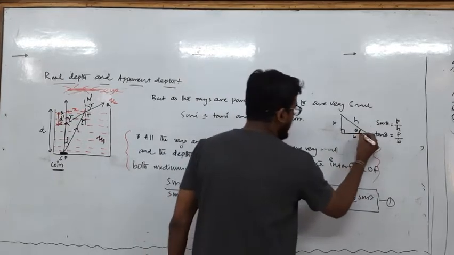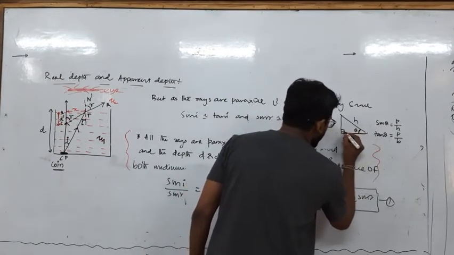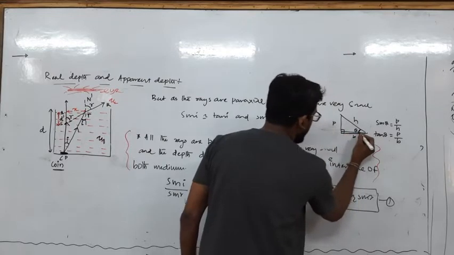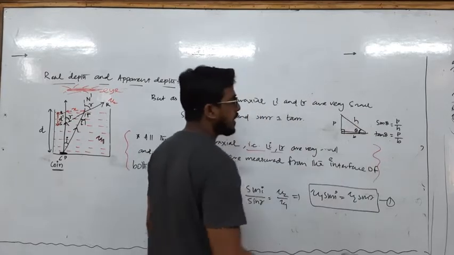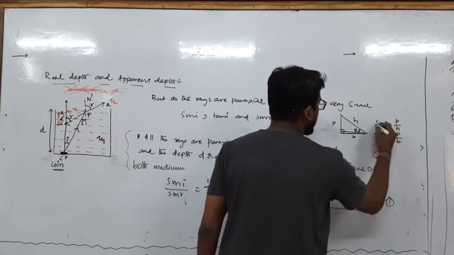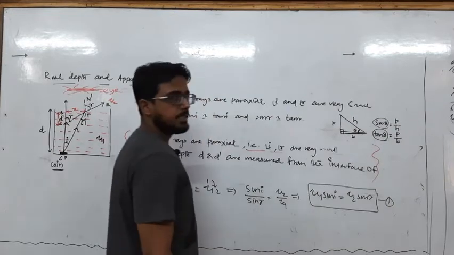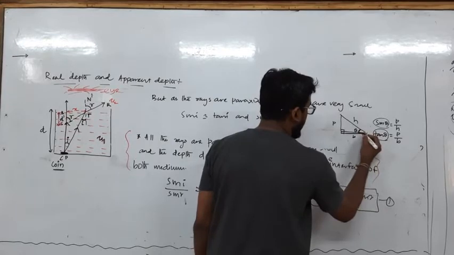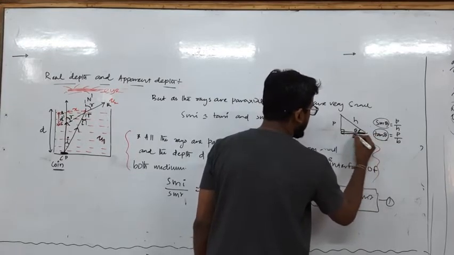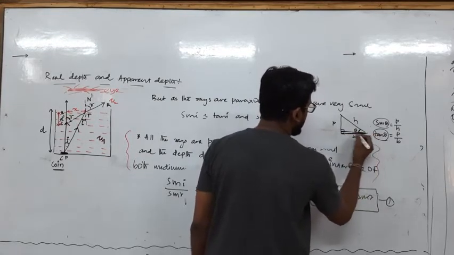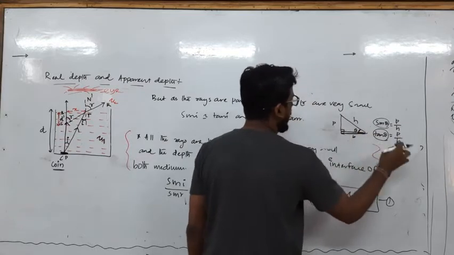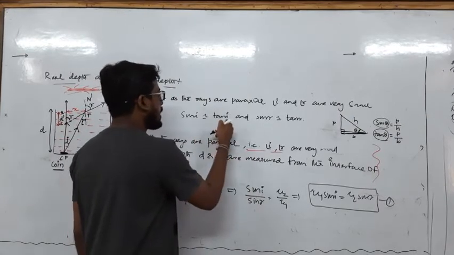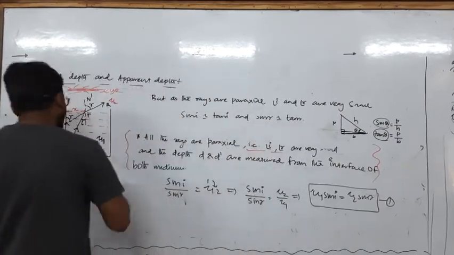Clear? If theta is very small like this, if I am considering this as the hypotenuse, B is nearly equal to H. So if B is nearly equal to H, sin theta will become equal to what? Tan theta, because B is nearly equal to H for very small angle. If angle is very small, base is nearly equal to hypotenuse, so tan theta will become equal to sin theta. So here sin I is nearly equal to tan I and sin R is nearly equal to tan R, as the rays are paraxial.